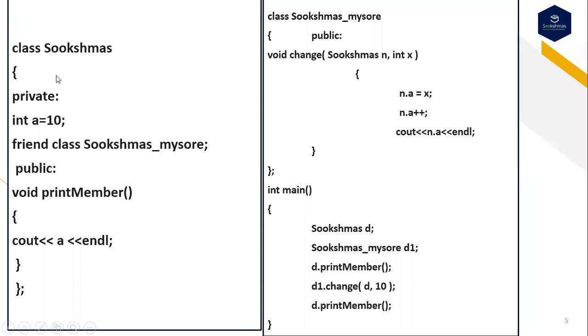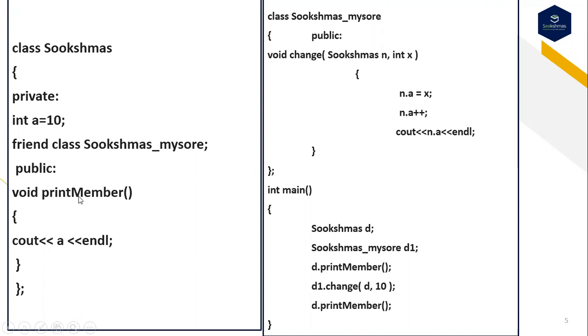This is the next code. Class Sookshmas, private, and int a is equal to 10. This is the concept of friend class. What exactly is the friend class? This is the friend keyword, class followed by Sookshmas Mysore. One class is a friend of another class. This is the concept of the friend class.